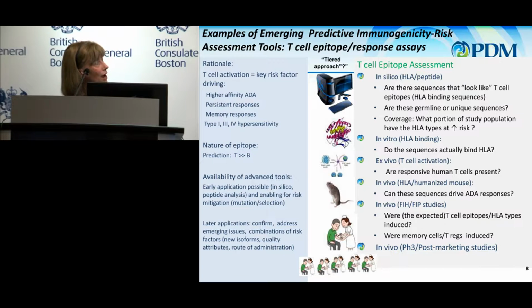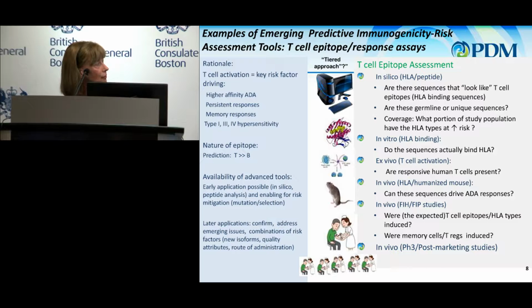And the rationale for using these assays is that T-cell activation is a fairly key risk factor, and I don't think there's a lot of argument about that. It drives higher affinity anti-drug antibody responses, persistent responses, memory responses, type 1, 3, 4 hypersensitivity, and so on. And so I often have trouble when people ask how relevant these types of assays are, because we know that T cells should be involved. We know that, just as with an ADA, clinical validation is something that would have to come over time, and it's probably compound specific.